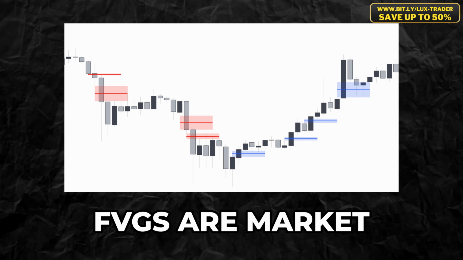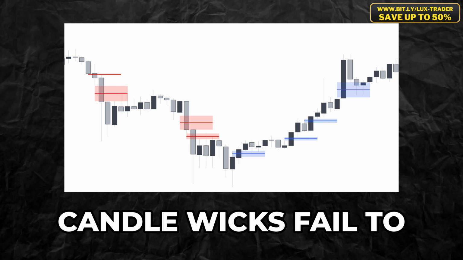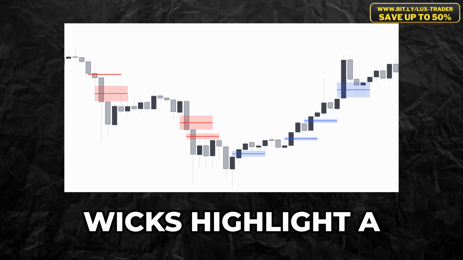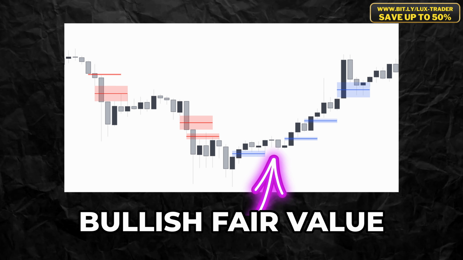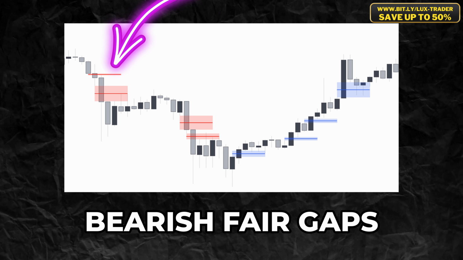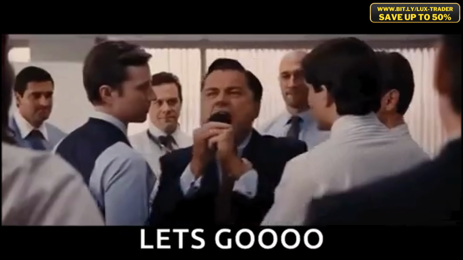Fair value gaps, or FVGs, are market imbalances formed from a sequence of 3 candles where the outer candle wicks fail to overlap the central candle body. The range between the wicks highlights a fair value gap. Bullish fair value gaps occur when the current price low is higher than the price high 2 bars ago. Bearish fair value gaps occur when the current price high is lower than the price low 2 bars ago. Now on to the fun stuff.